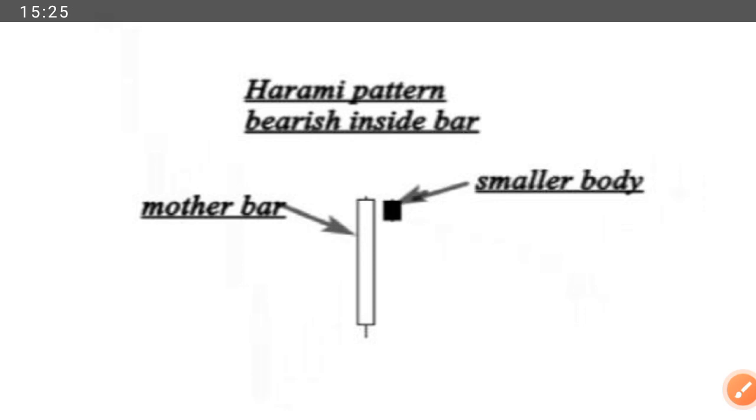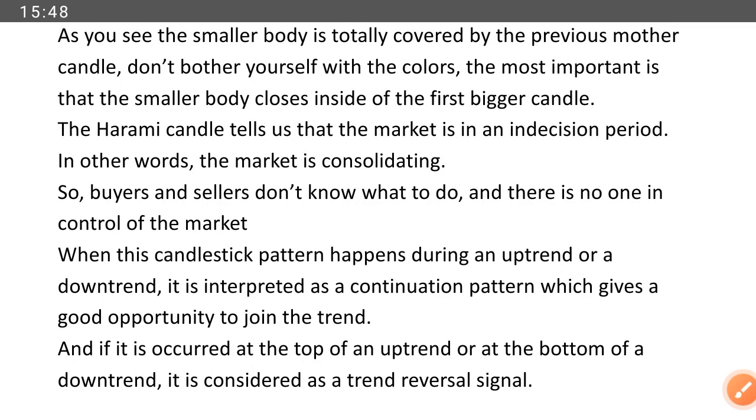And look at this. This is a bearish inside bar. And see the mother bar, the long candlestick. Then the small one. This is what we call Harami pattern. Now, as you see, the smaller body is totally covered by the previous mother candle. Don't bother yourself with the color. The most important is that the smaller body closes inside the first bigger candle. Color does not matter. The Harami candle tells us that the market is in an indecision period. In other words, the market is consolidating. So, buyers and sellers don't know what to do, and there is no one in control of the market.